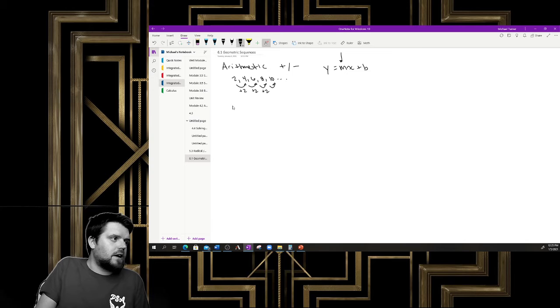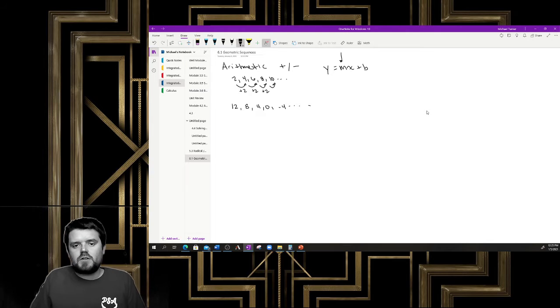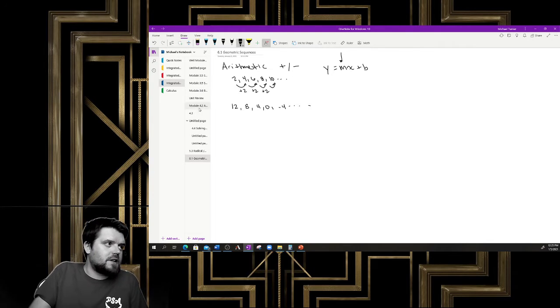Like I mentioned, it could also be subtraction. So if you see a pattern of repeated subtraction, that's also an arithmetic sequence. Here, I'm subtracting 4 each time. Therefore, I would identify this as an arithmetic sequence.